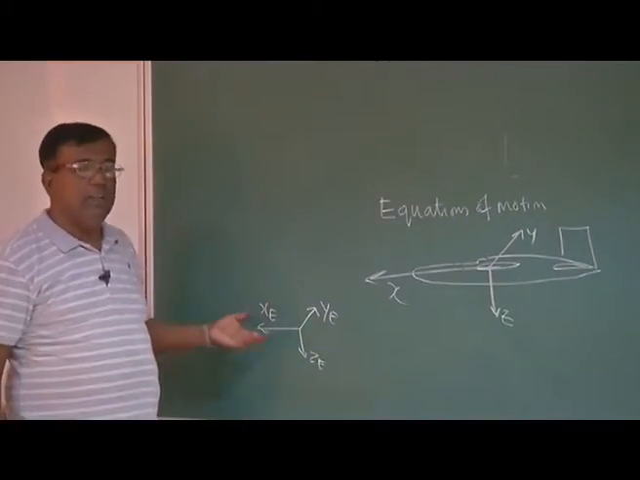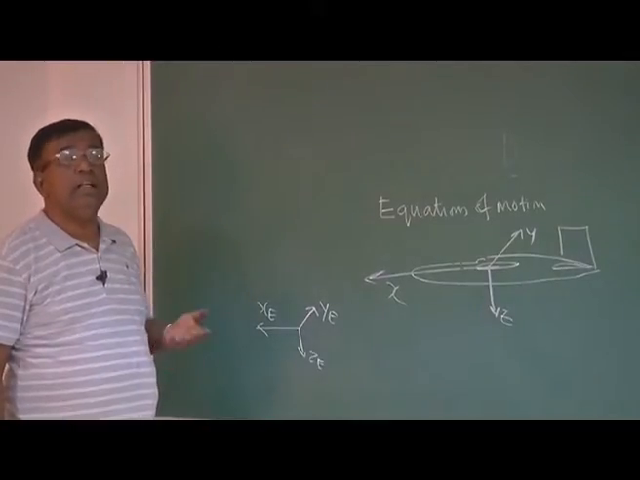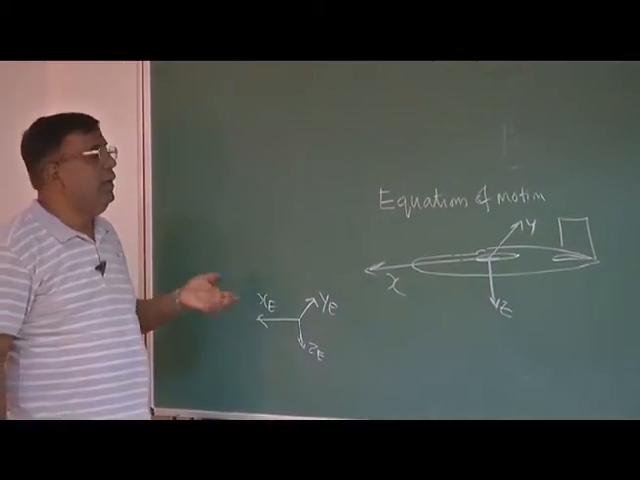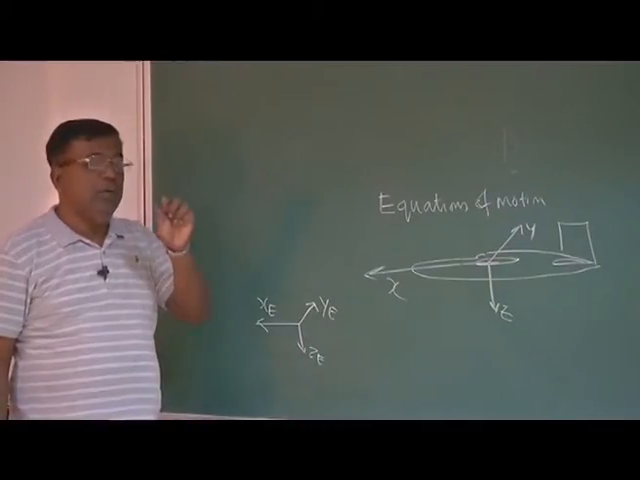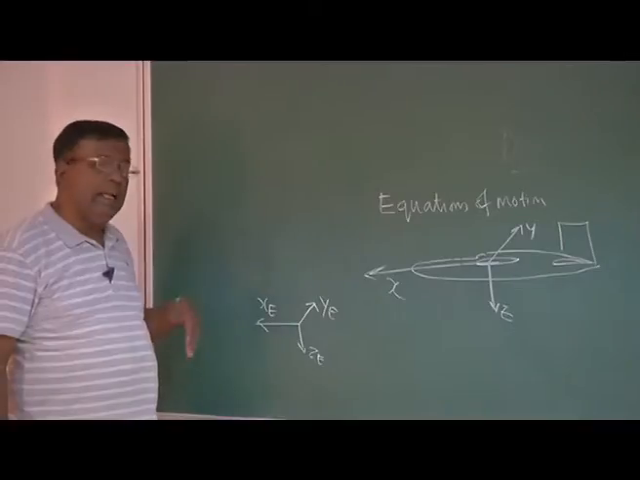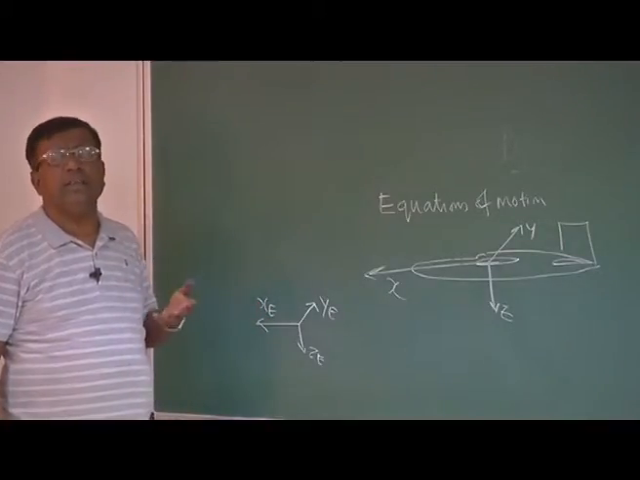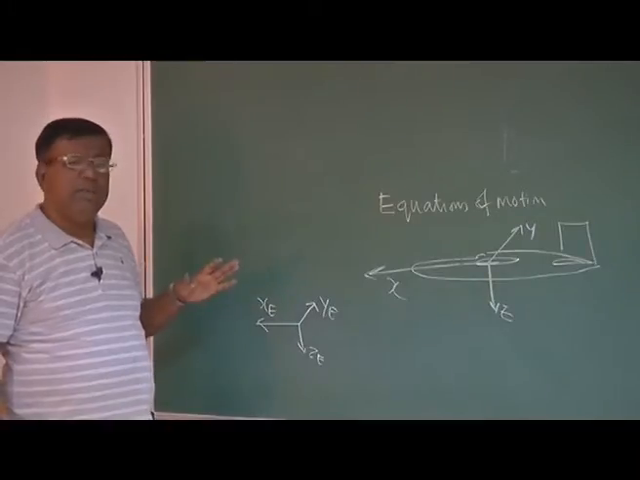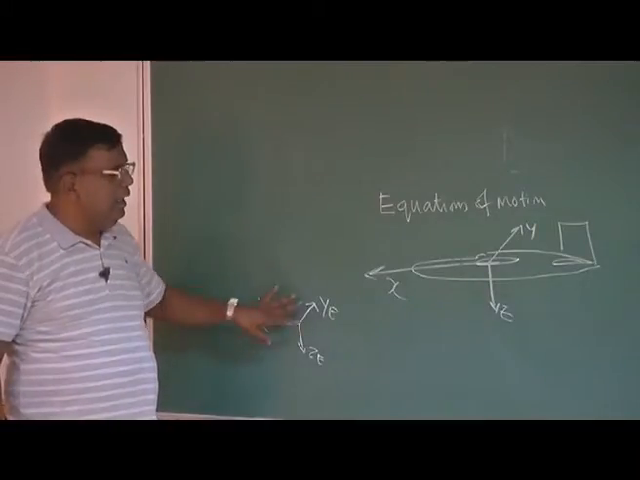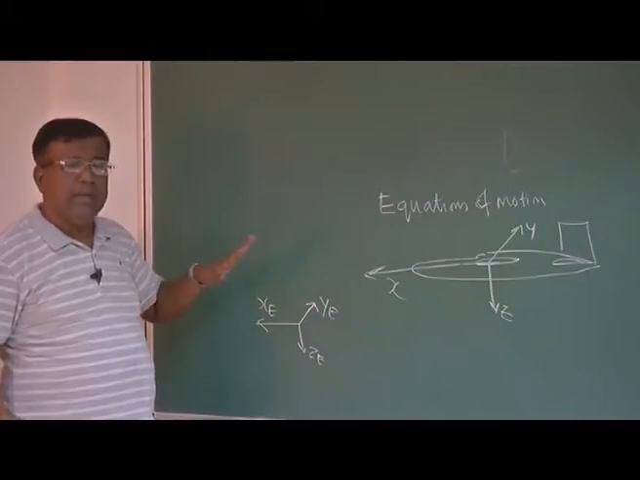What was the logic behind it? Although we know the earth is rotating, it is a non-inertial frame. However, for dynamic stability analysis, the duration is so short, maybe a few seconds, and we can assume during that time the acceleration or the rotation of the earth is negligible. And for all approximation, we can assume this to be an inertial frame for our purpose of dynamic stability analysis.